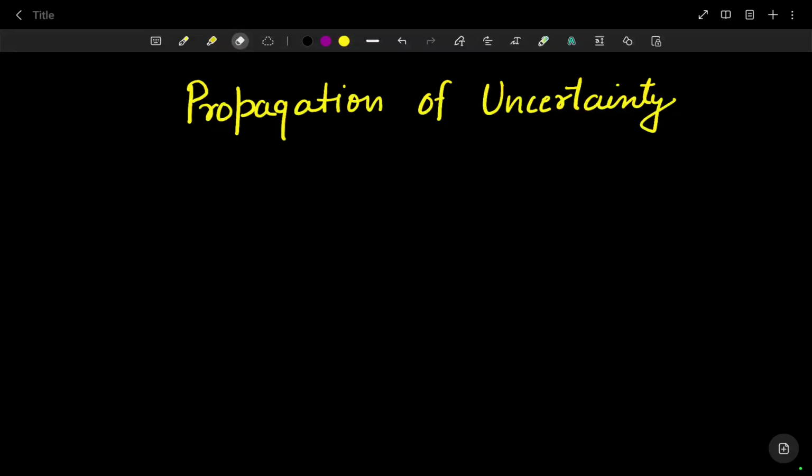So in this video, we'll talk about how to propagate the uncertainty. This is the most frequently asked concept for Paper 1B as well as for your IA. It's very important that you know this. Okay, so now imagine I have a physical quantity A denoted as A plus minus delta A, and another physical quantity B denoted as B plus minus delta B. I'm not taking any number, I'm just taking alphabets.